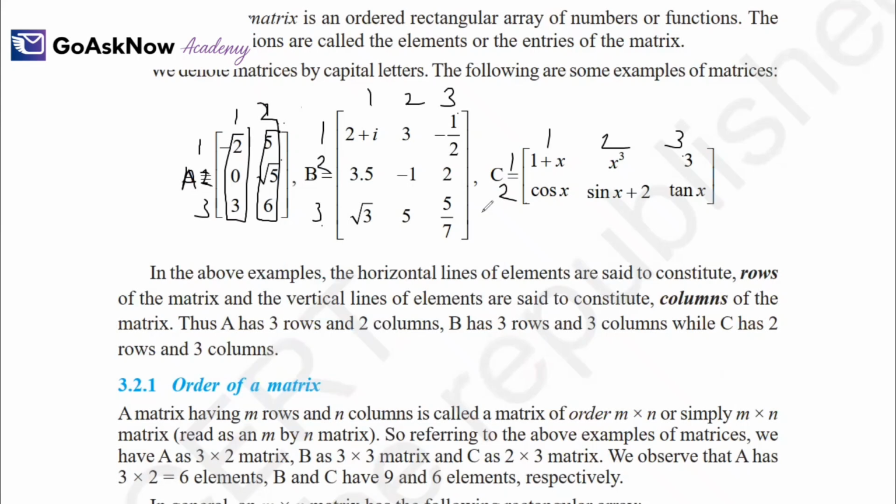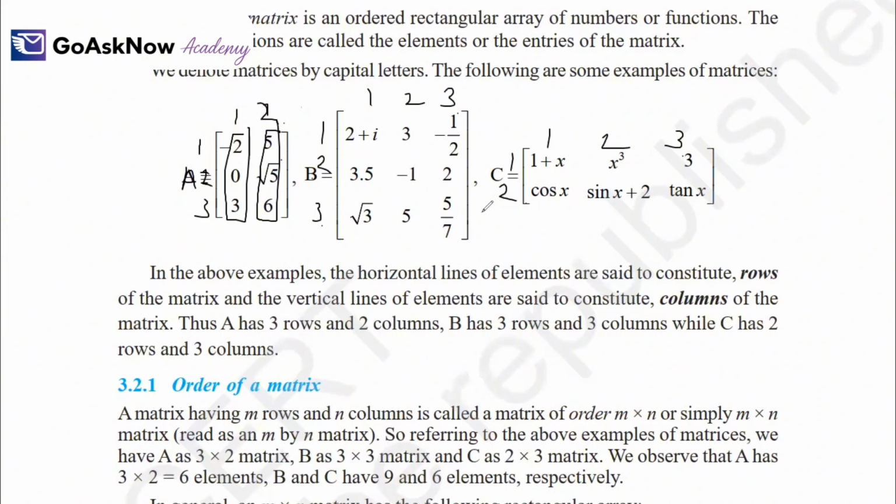Like you have studied earlier the order of a differential equation, it is another way of knowing the matrix identity. This is called the order of a matrix. A matrix having m rows and n columns is called a matrix of order m cross n, or simply an m cross n matrix, read as an m by n matrix.